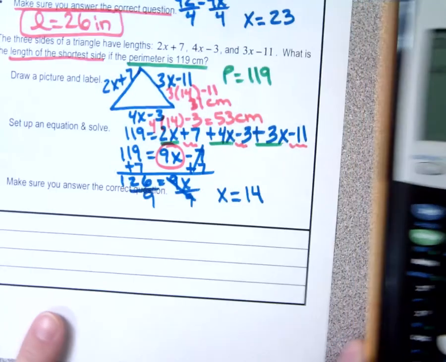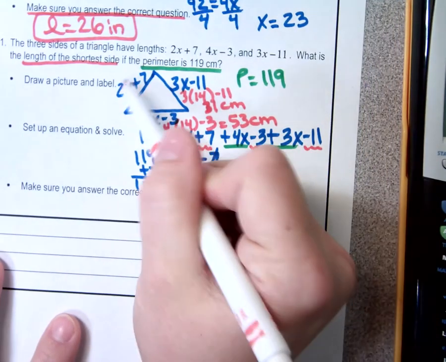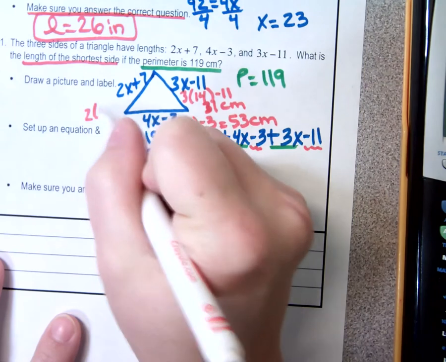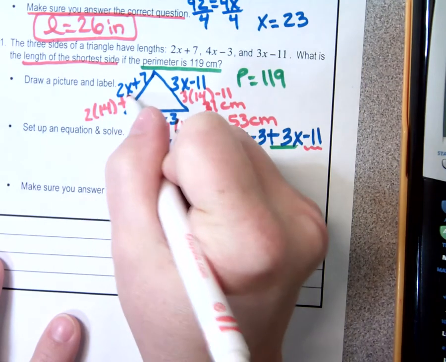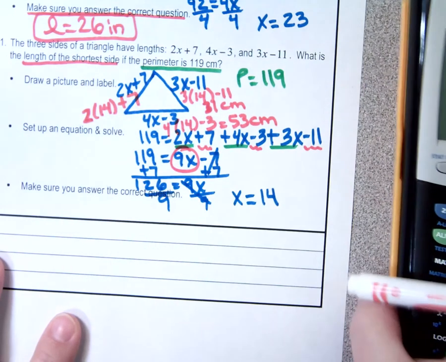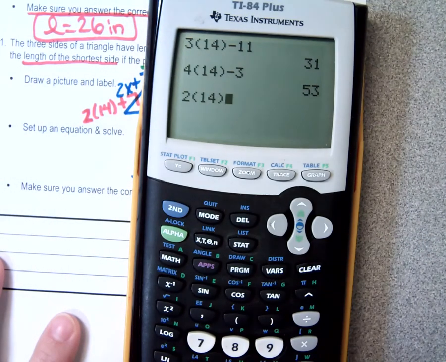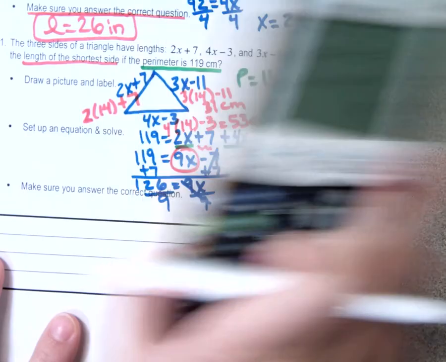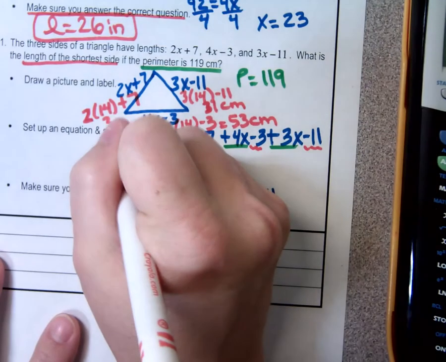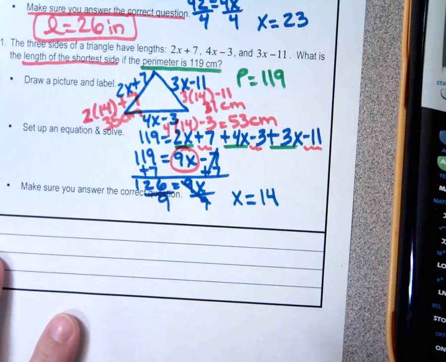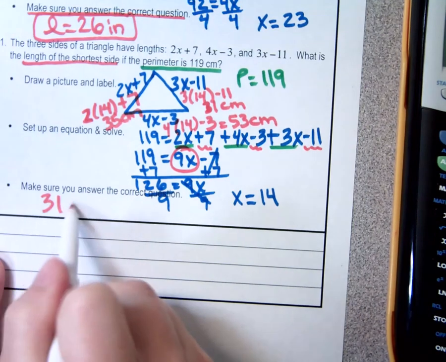Okay, and then I'm going to put in 14 into this x. So it would be 2 times 14 plus 7. And let's see how much that comes out to be. So 2 times 14 plus 7, 35. And which side is our shortest side? The 31 centimeters.